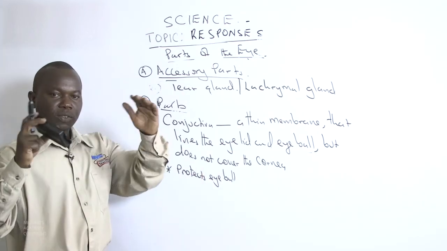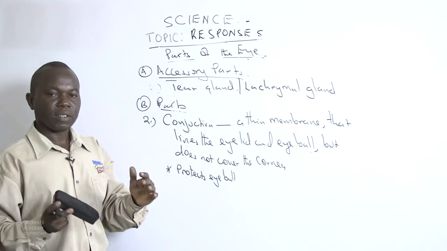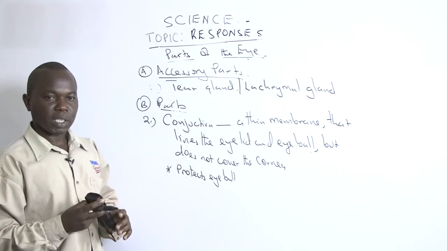So most of the structures that are found on the outside of the eyeball are meant for protection.